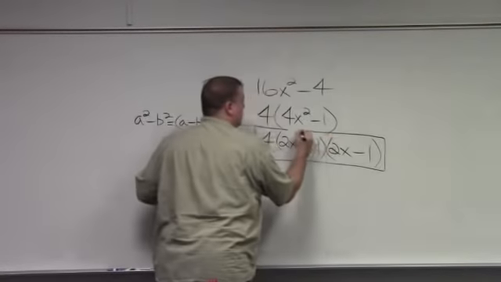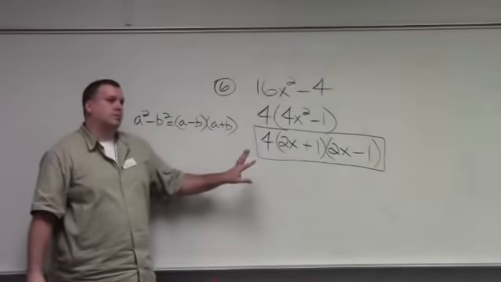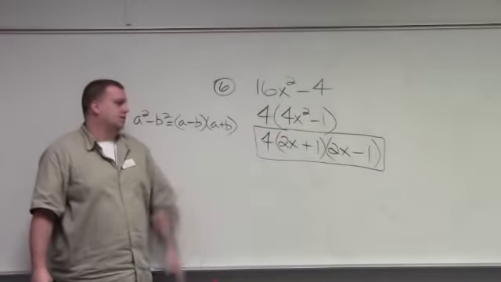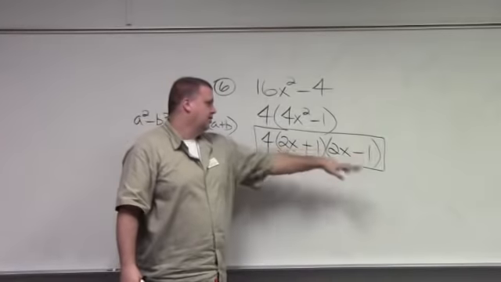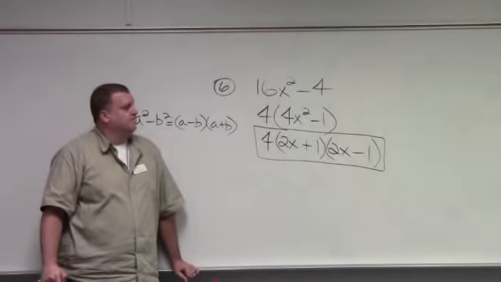Does it matter which one goes first, the plus or the minus? Nope. Just like we were talking about the order, it's multiplication, so it doesn't matter what the order is, just as long as one has 2x and 1, and then one's plus and one's minus. Makes sense?